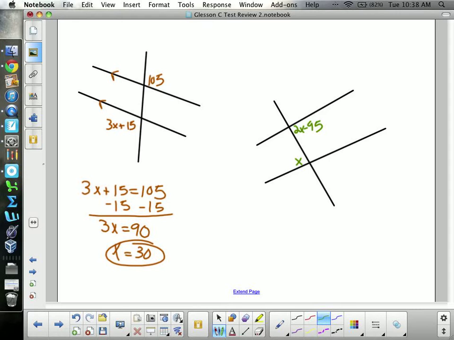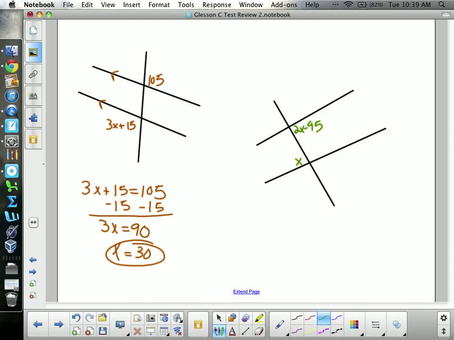What do you got to do? Alternate interior angles converse, because we're proving the lines are parallel. So good job identifying the angle pair. Okay? Alternate interior angles converse. So what has to be true about the alternate interior angles in order for it to work? Those angles have to be congruent or supplementary.